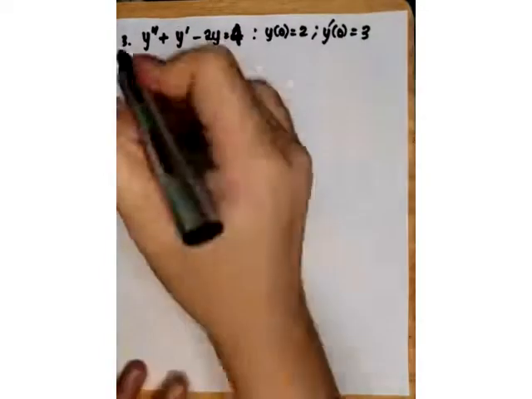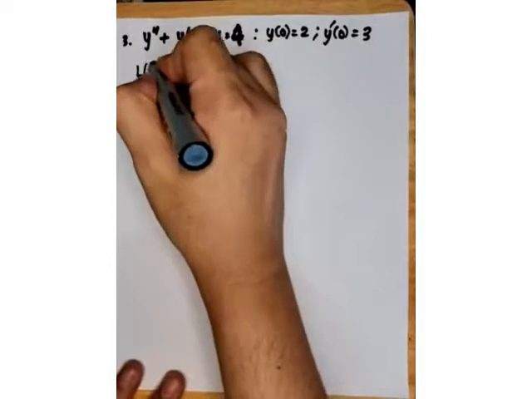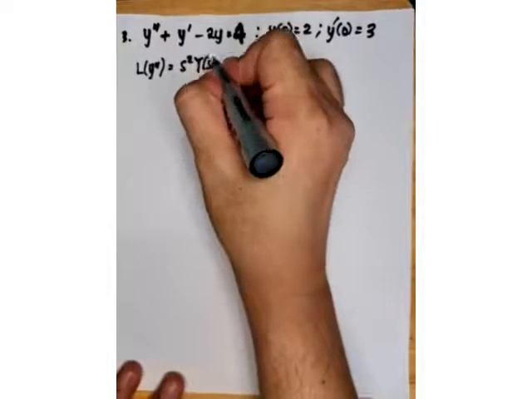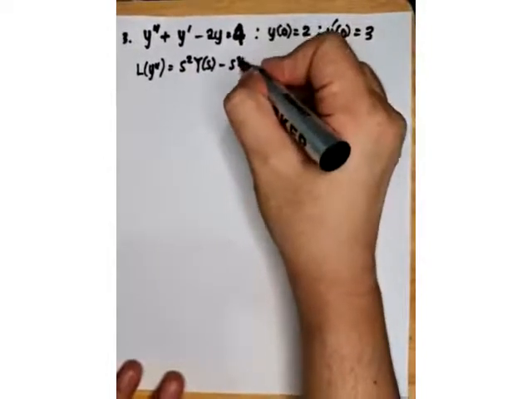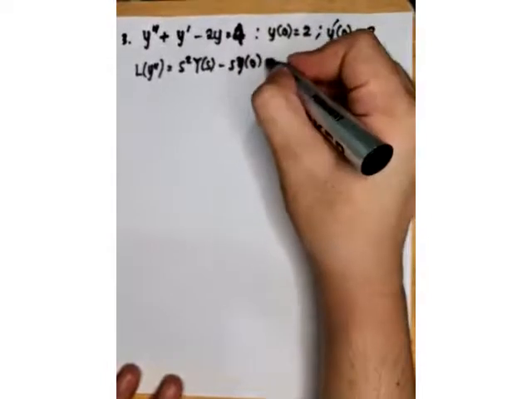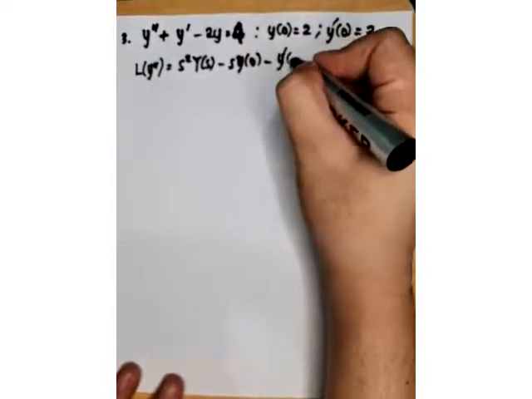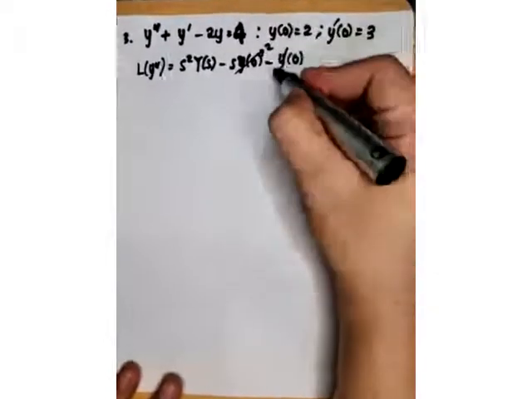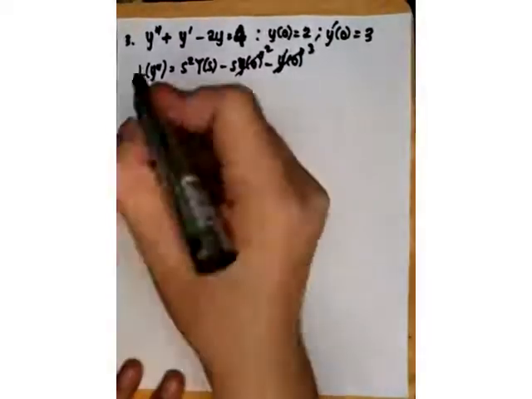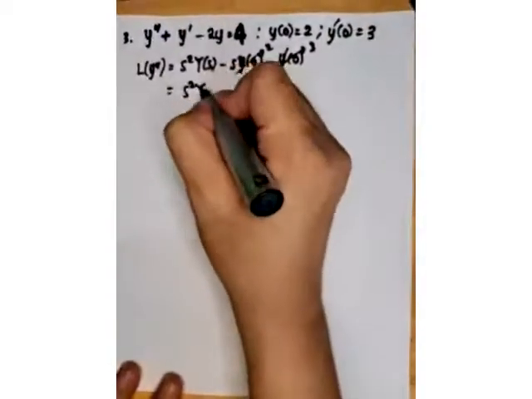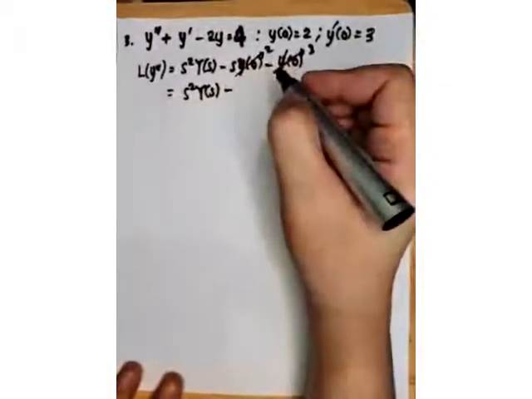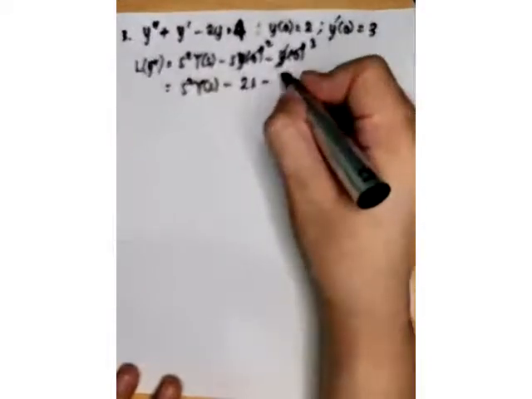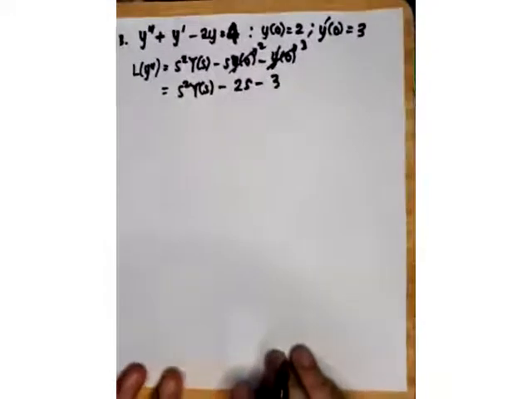Okay. So, ano ang ating the Laplace transform of y double prime? Okay, so that is s squared y of s minus s y when x is 0 minus y prime when x is 0. Ayan. So, anong value ng ano natin? So, this is 2 and this is 3. So, therefore, ito ay s squared y of s minus 2s minus 3.